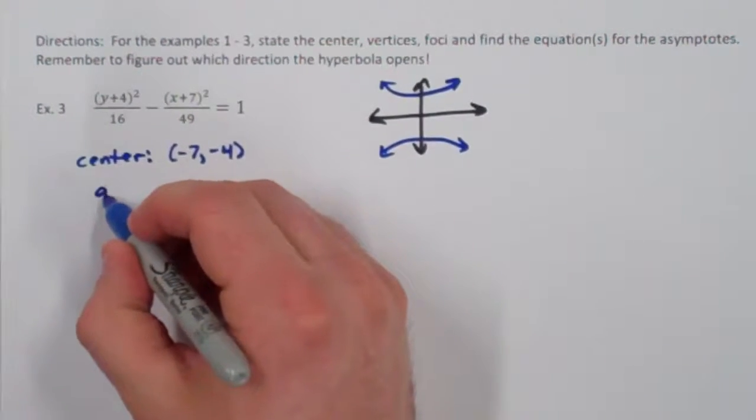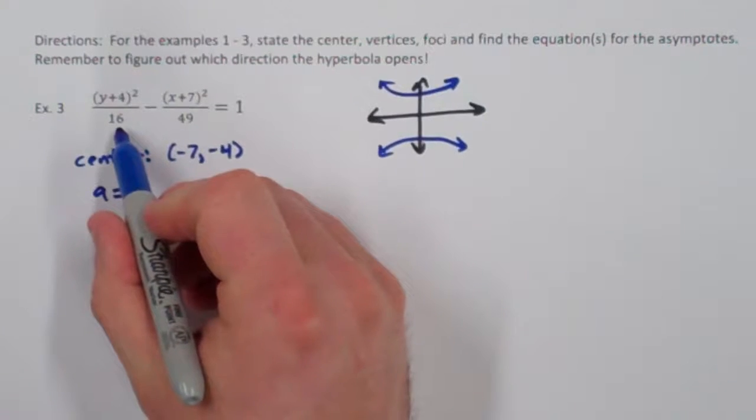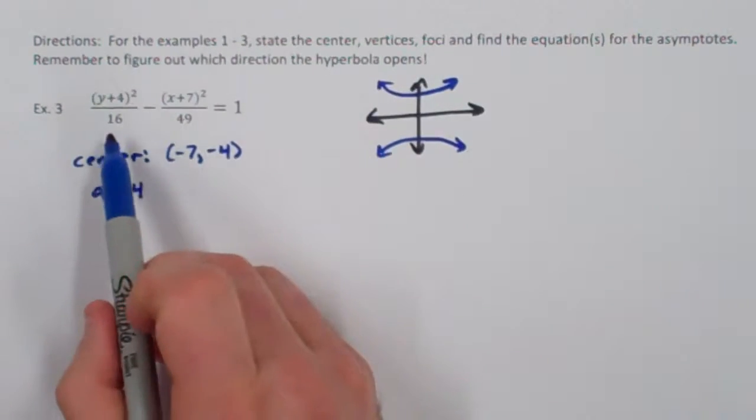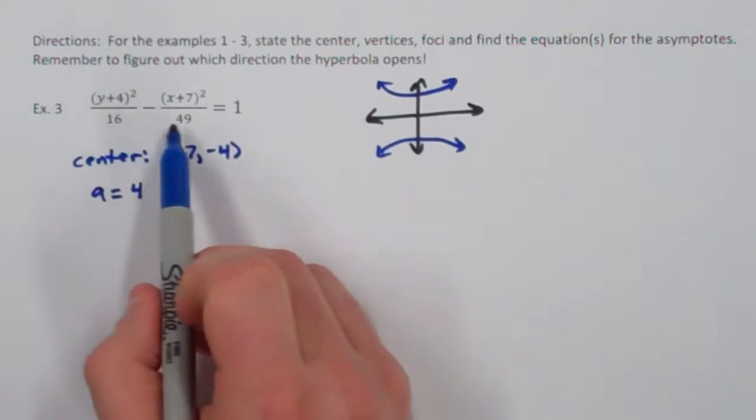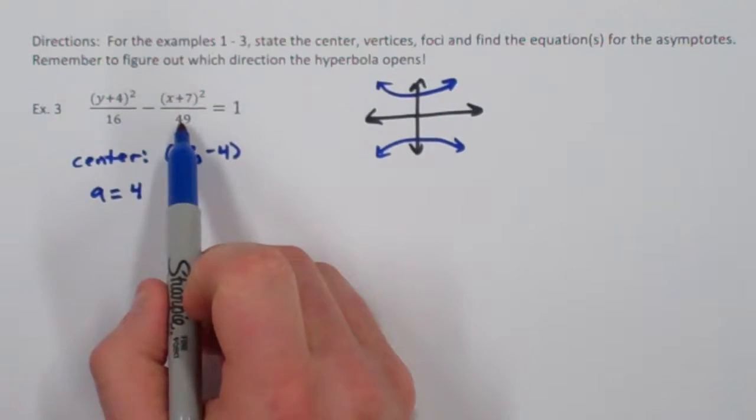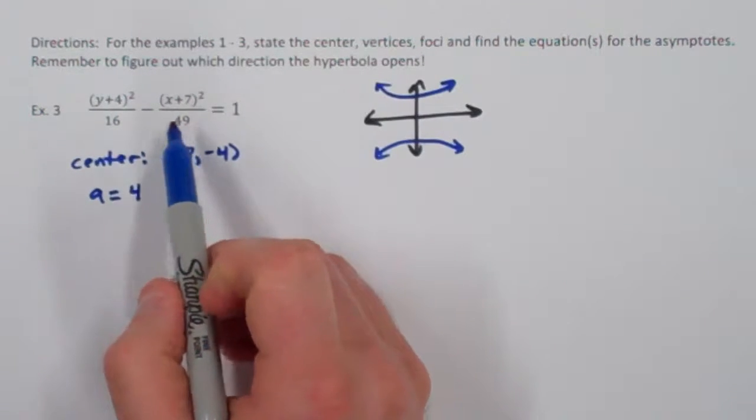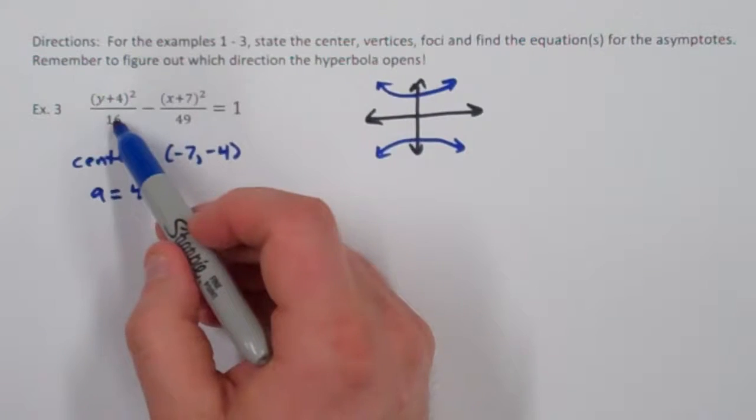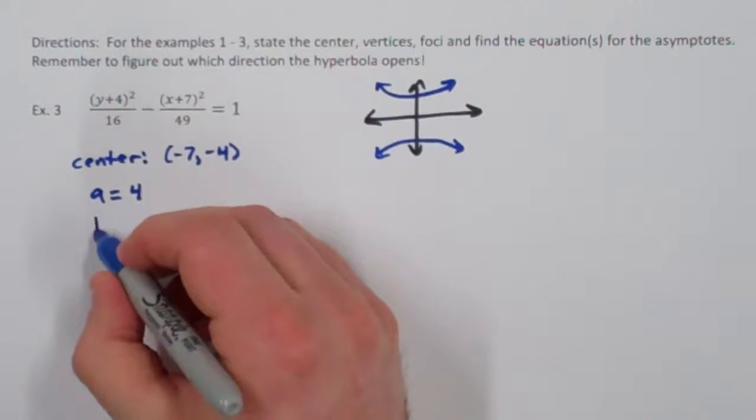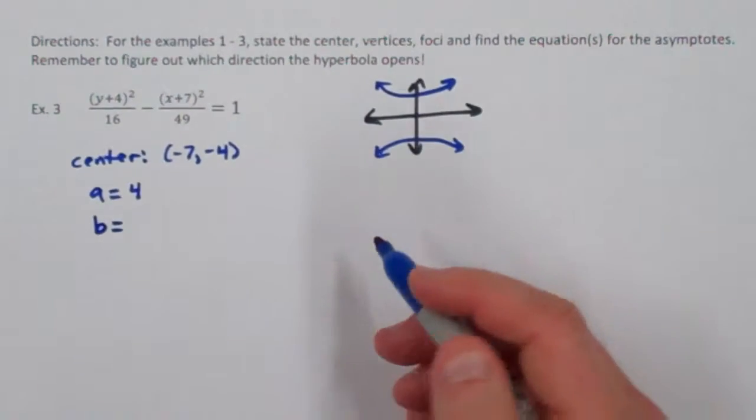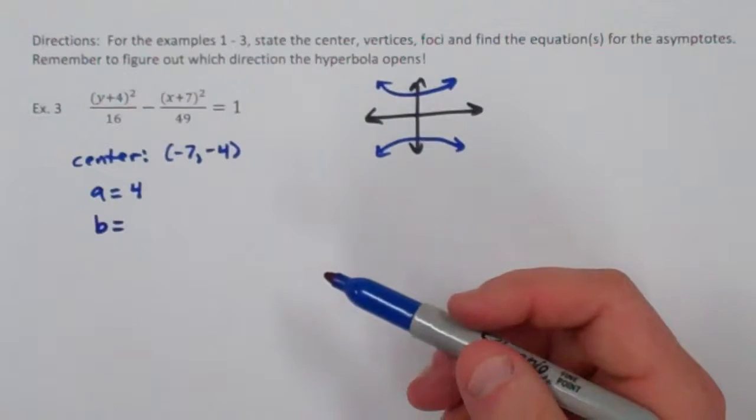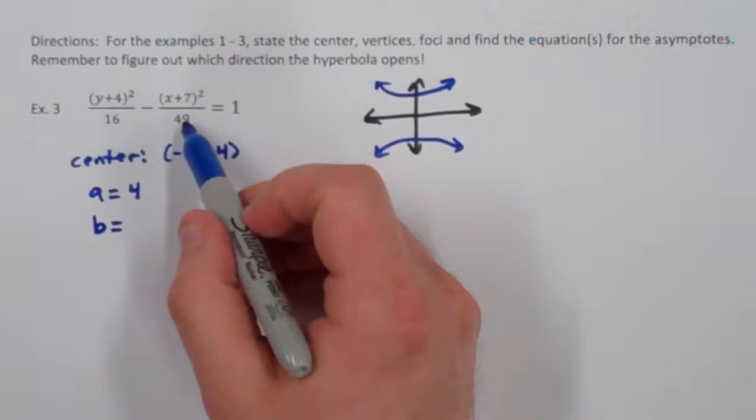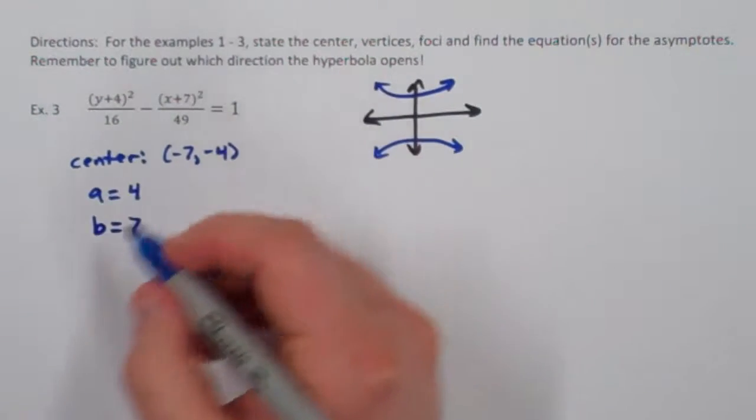Alright, so A, B, and C. A is just going to be the square root of 16, in this case it's 4. And it doesn't matter, the 16 could be lower than 49, and the 49 could have been here, the 16 could have been there. Whatever's under the first term, that's going to be a squared. So we just take the square root of that, and that's going to be 4. So unlike an ellipse, with a hyperbola, a could be bigger than b, or a could be less than b. Really doesn't matter. Square root of 49 then would be 7.